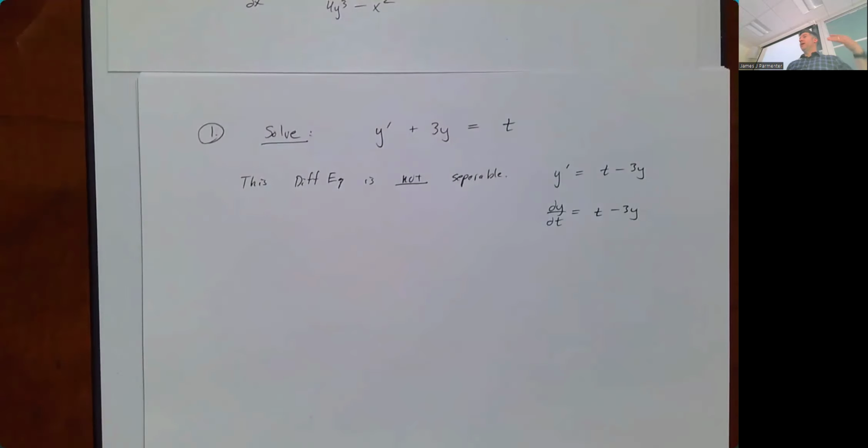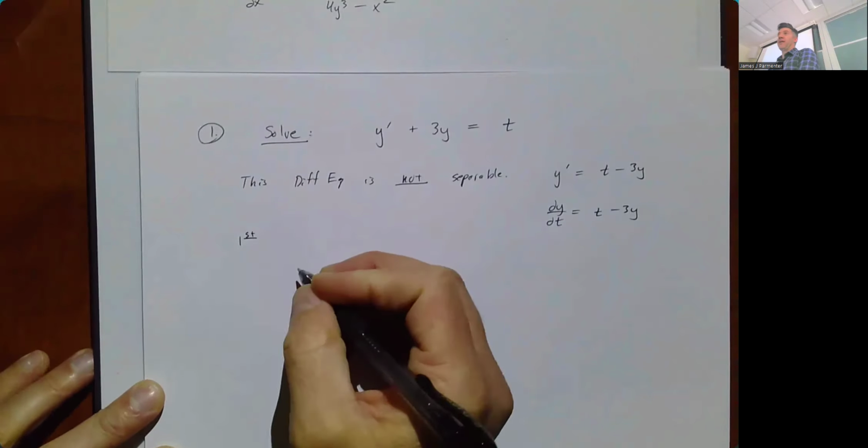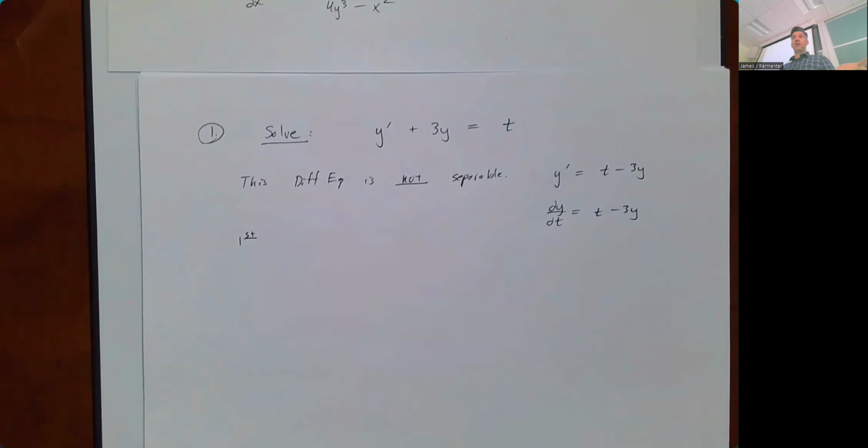So when we have a differential equation and it's not separable, the only other method that we're going to talk about is what's called using an integrating factor for a first order linear differential equation. So the first step here is going to be to find the integrating. Actually, the very first step is to make sure it's written in the appropriate format.